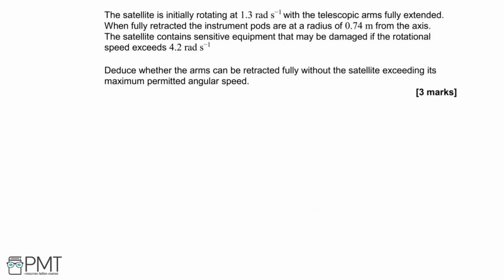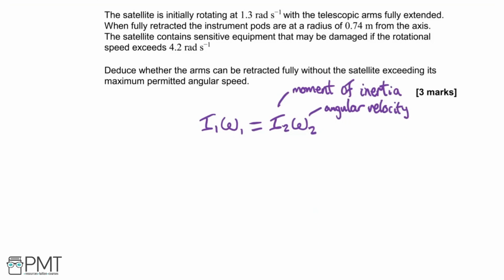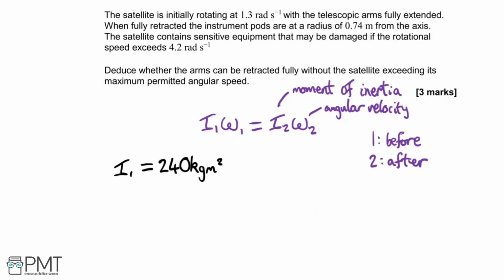Now for this question, we need to apply the conservation of angular momentum. Here I'm saying that 1 represents the situation before the change, and 2 represents the situation after the change. So we need to apply our values to this equation. We have an initial moment of inertia of 240 kg m squared, as we saw before. We have an initial angular velocity of 1.3 radians per second, as stated in the question. So let's find our initial angular momentum.